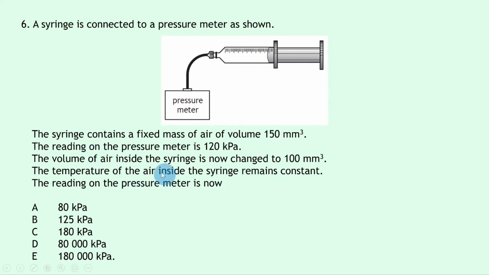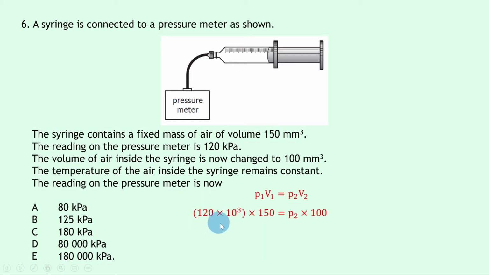So notice here that we're dealing with volume and pressure changing and temperature is remaining constant. So this question is to do with Boyle's law, i.e. the pressure volume law. And we're asked to find the new pressure. So we need to use Boyle's law, which is P1V1 equals P2V2. Sub in the numbers to find P2.